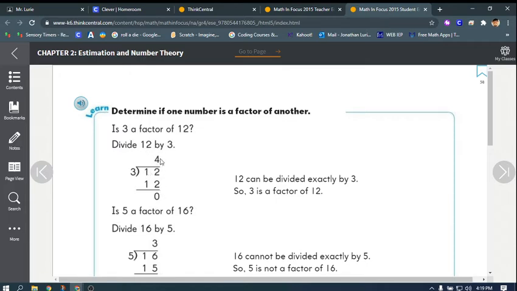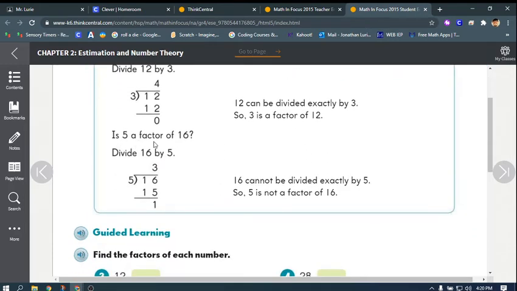Then the next step in long division is to multiply to see if you have anything left over. So 4 times 3 gives me exactly 12. And the subtraction is to find out if there's a remainder. So 12 minus 12 is 0. So that means there's no remainder. So we'd say 12 can be divided exactly by 3. So therefore 3 is a factor of 12.